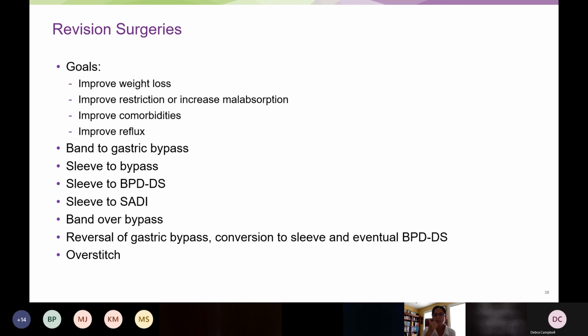Seeing the dietitian for several months, seeing the psychologist all over again, getting medical clearance with the cardiologist and pulmonologist, seeing their bariatric surgeon routinely to make sure that they're on track and they've started correcting some of their bad habits before they consider a revision. Next slide.